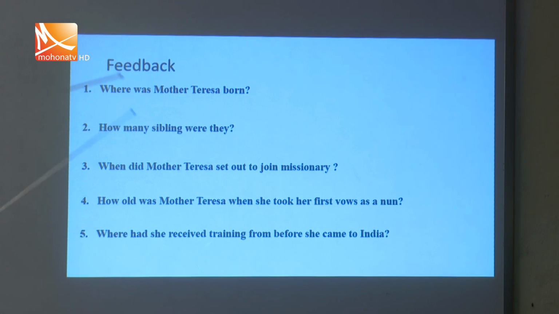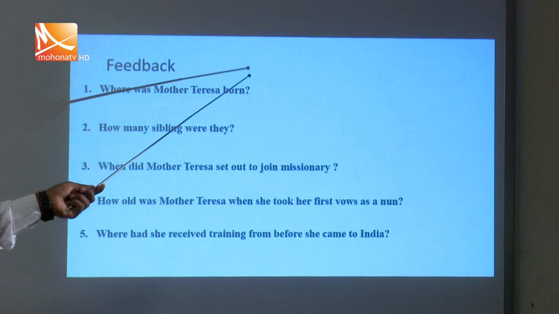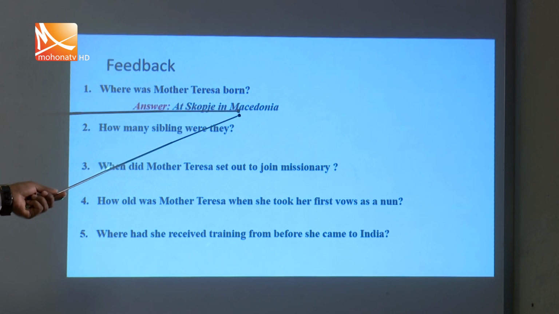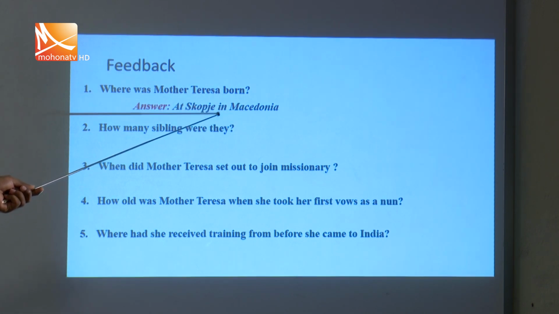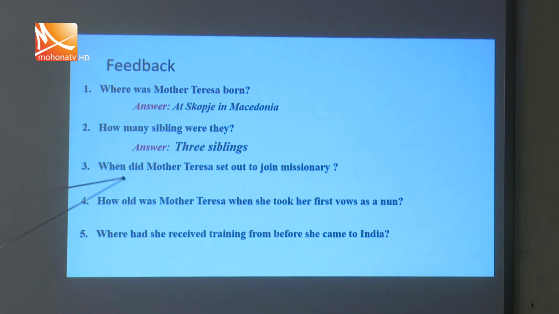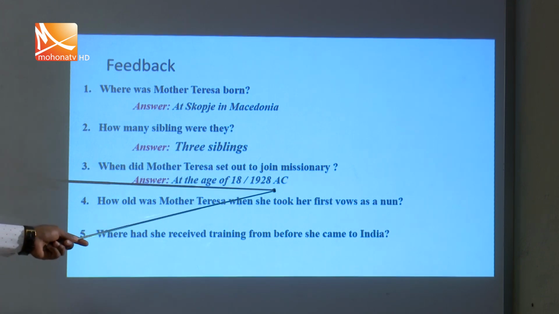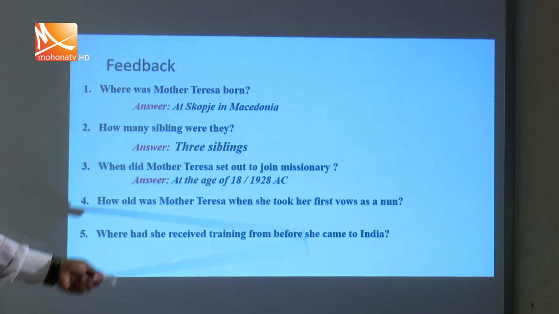After reading the text, I think you have got your answers. Where was Mother Teresa born? Mother Teresa was born in Skopje in Macedonia, and as said before, Macedonia is a European country with Skopje as its capital. And how many siblings were there? There were 3 siblings. And when did Teresa set out to join the missionary? Teresa set out to join the missionary at the age of 18, in the year 1928 AD, that means after the death of Jesus Christ.